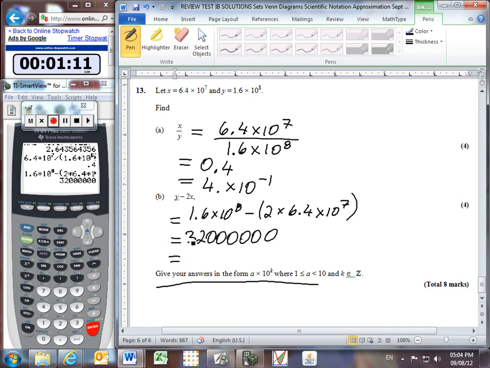My first non-zero digit is 3, so the decimal point will come straight after that. How many times did I have to move the decimal? 1, 2, 3, 4, 5, 6, 7. And because it's a very big number, it's a positive 7.